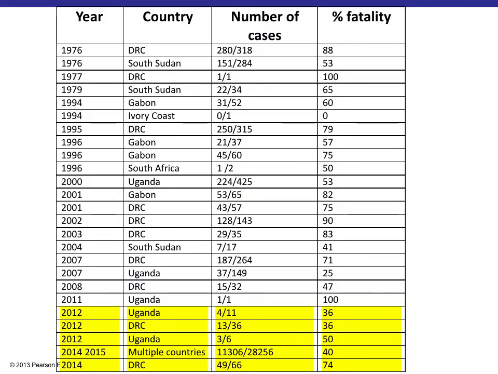So this gives an indication of the different outbreaks and the countries and numbers of cases. What is interesting to see is the percentage fatality on the right hand side. So this means the number of infected people who died. So you can see in some cases it's 100%, but those are single cases.